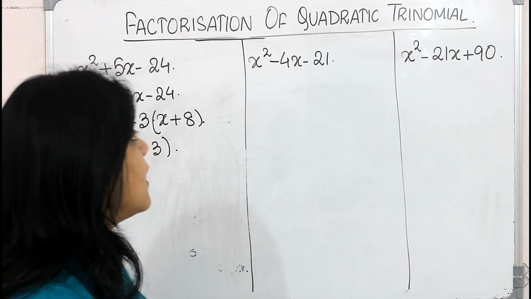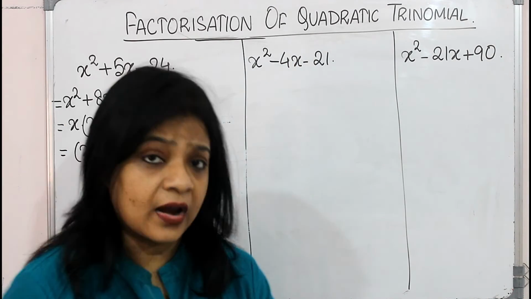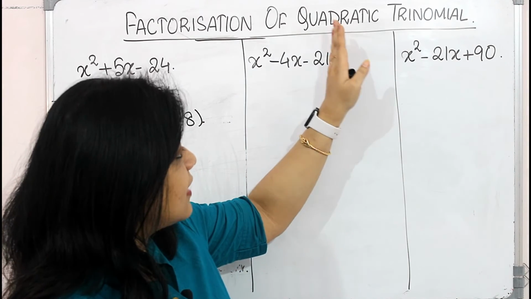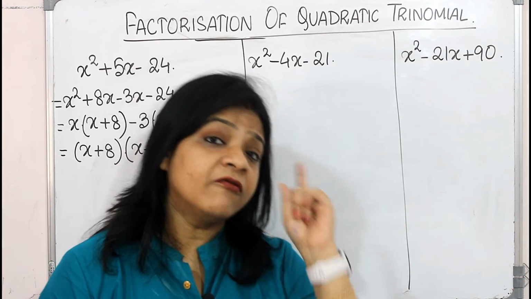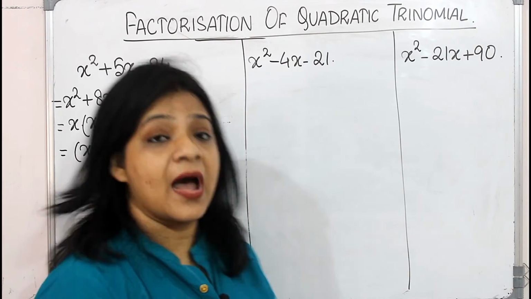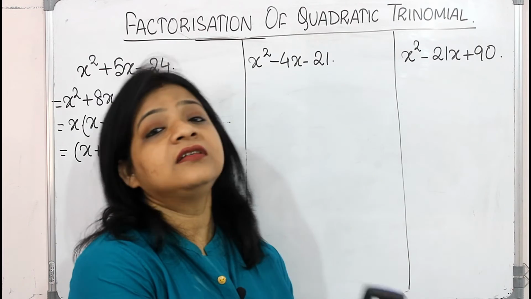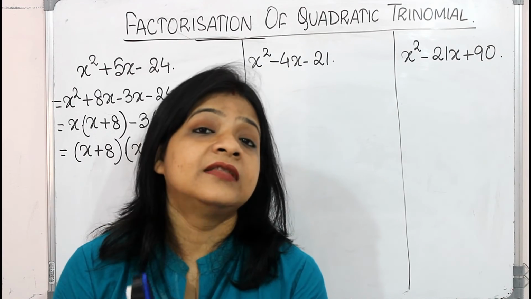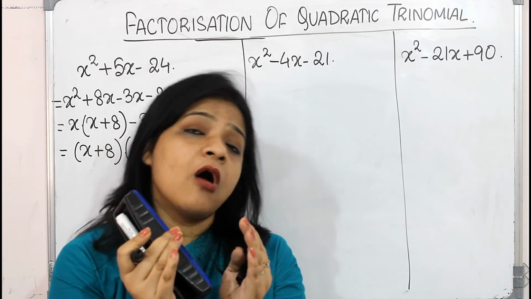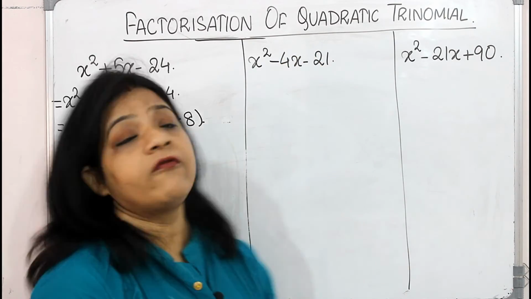So let's look into the second sum: x square minus 4x minus 21. Here the last term is 21, and before it, what is the sign? Minus is the sign. So you have to split the middle term in such a way that the difference of the factors of 21 gives you 4x.